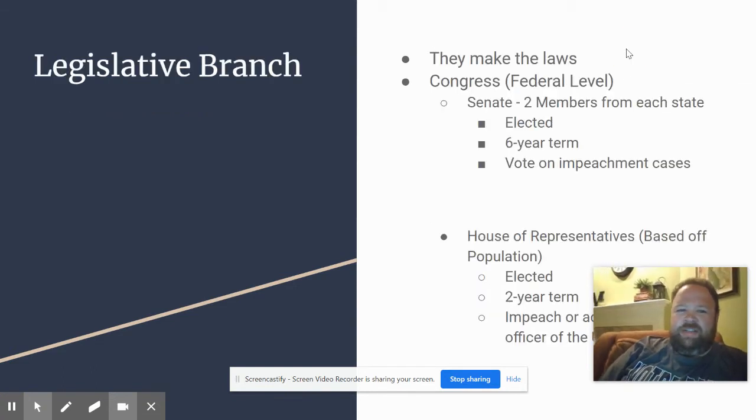The legislative branch is the one that makes the laws, or the Congress. The Senate, which is two members from each state, and the House of Representatives, which is based on population. Both branches are elected. The Senate gets 6 terms. The House of Representatives get 2 terms.